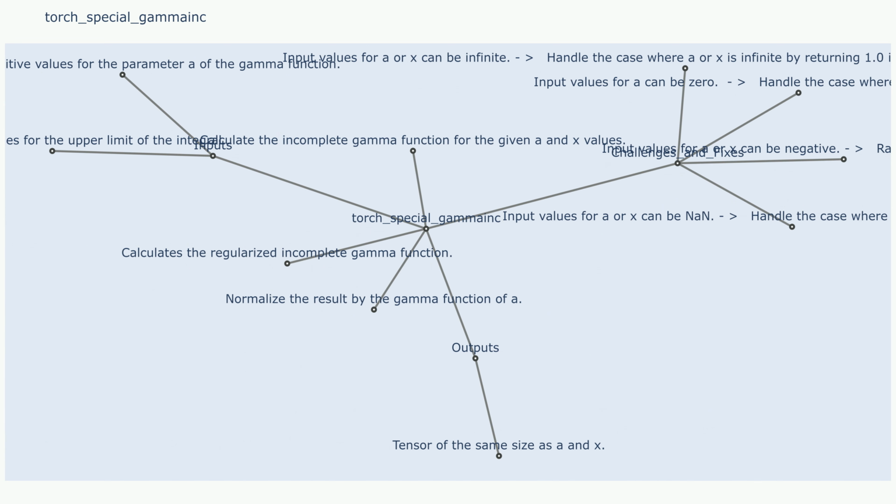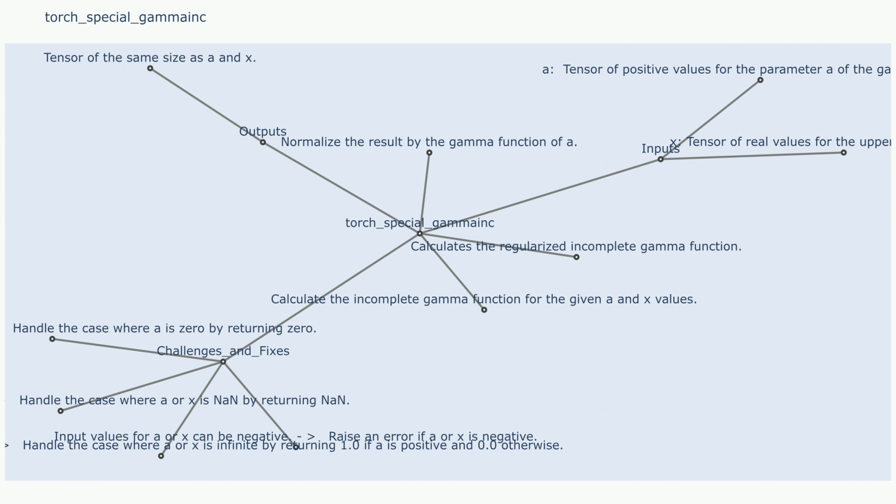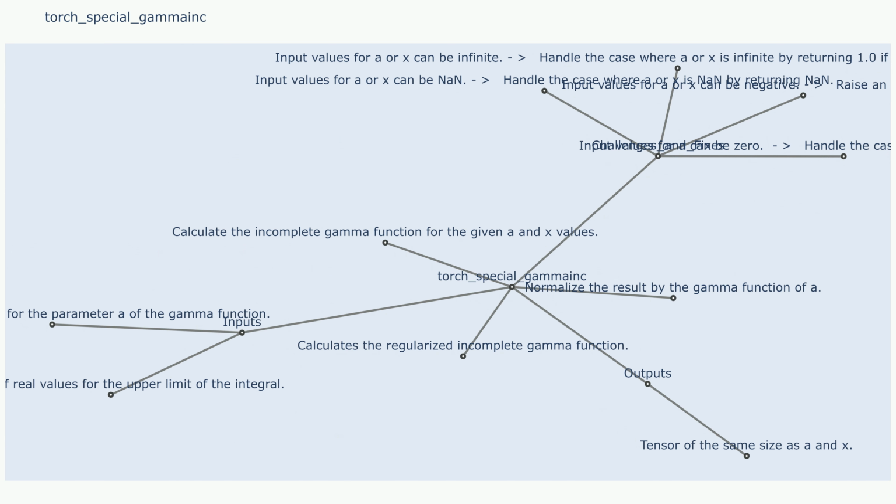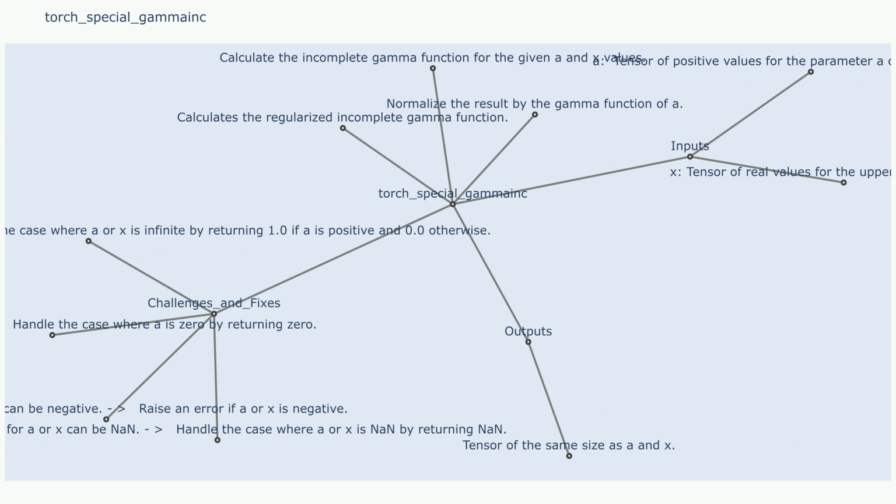X, a tensor representing the upper limit of integration of the incomplete gamma function. It can be a scalar or a tensor of the same shape as the input. Outputs: output, a tensor representing the calculated values of the lower incomplete gamma function for the corresponding values of n and x. The output has the same shape as the input tensors.